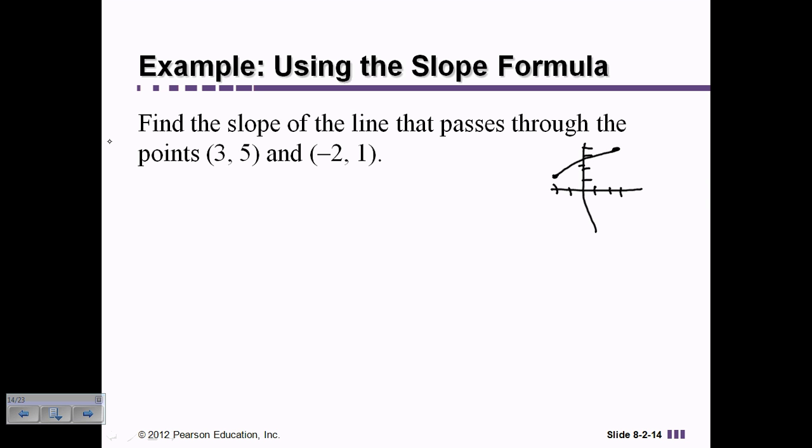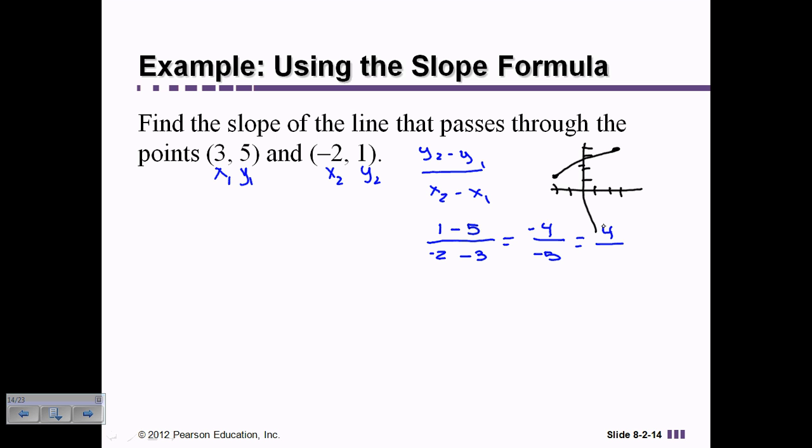So to do that, again, remember our formula. This is x1, y1, x2, y2. Our formula is y2 minus y1 over x2 minus x1. So we can substitute our numbers in: 1 minus 5 over -2 minus 3. So we end up with -4 over -5. Remember I said simplified fraction. Negative divided by negative is a positive, so we get 4/5.